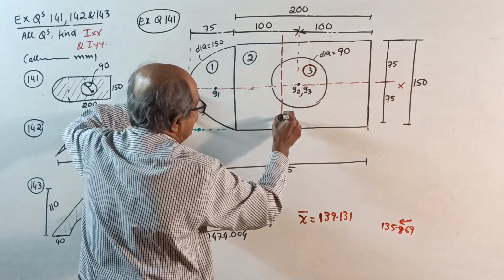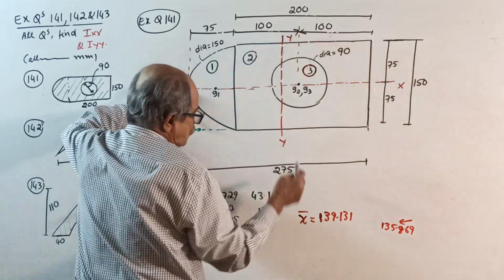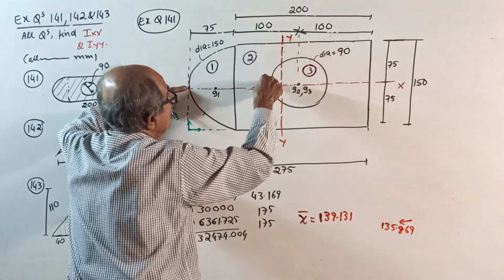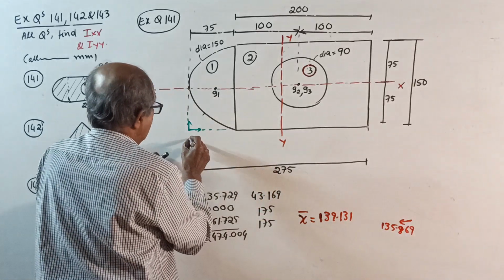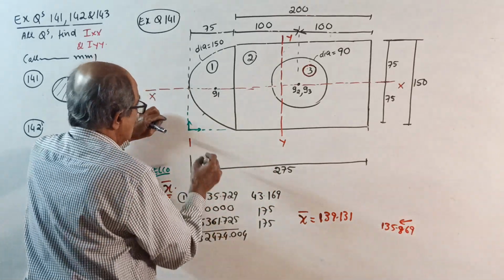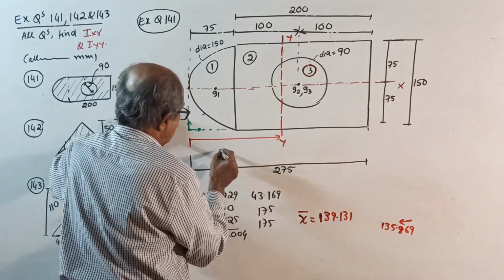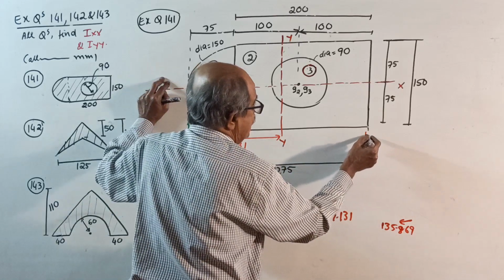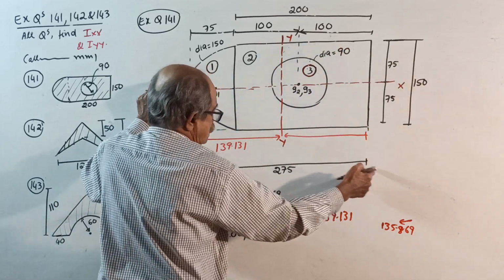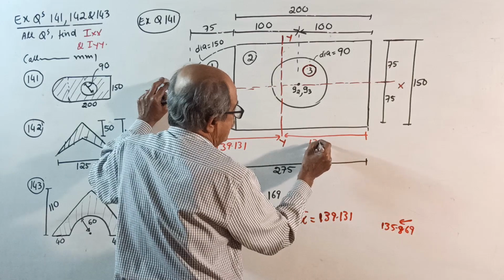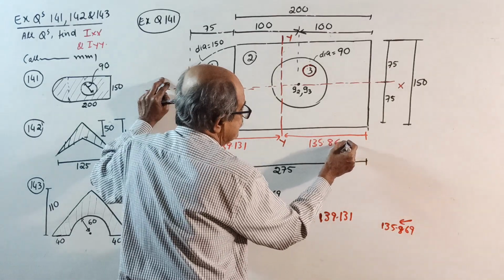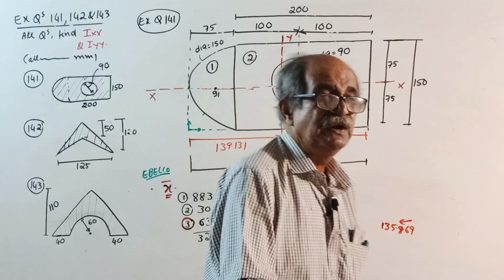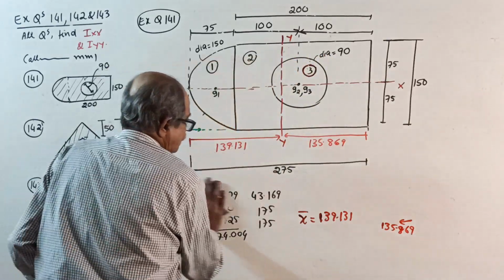See, this is important, y bar. Suppose your x bar comes to 129, less than 130, then y bar will come here. Okay. How much is this from here? From here to here is 139.131. From that side, if you calculate, total is 275. You will get 135 only, but 0.869 will come. Remember, in an exercise question, this much also I need not tell.